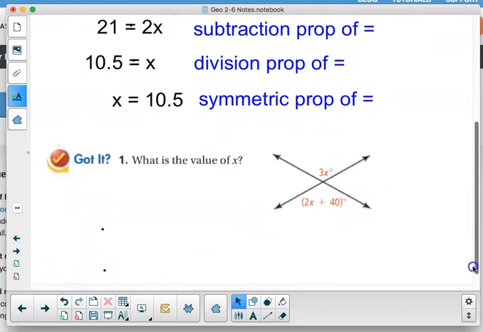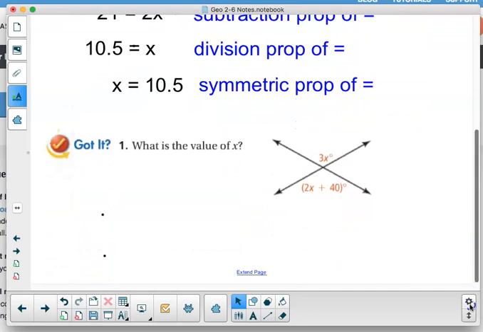Now let's go on to see this next one. I want you guys to go ahead and see if you got it. Kind of emulate what we just did. Okay, and you guys find x. Shut me off and check it out.